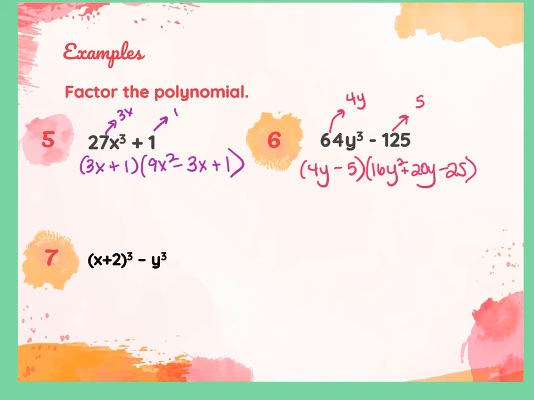All right, so first one, cube root of 27x to the third is 3x. Cube root of 1 is 1. You should have gotten 3x plus 1. Square the 3x and you get 9x squared. Minus 3x plus 1. Then 6, cube root 64y to the third and you get 4y. Cube root 125 and you get 5. So you get 4y minus 5. Square 4y at 16y squared. The product of these two would be 20y. And then 25 is 5 squared at the end.